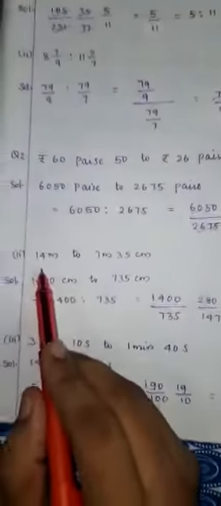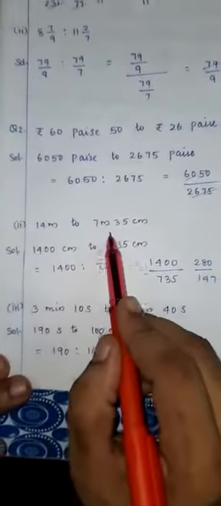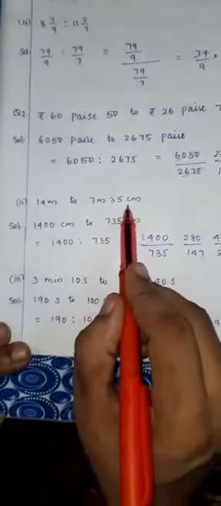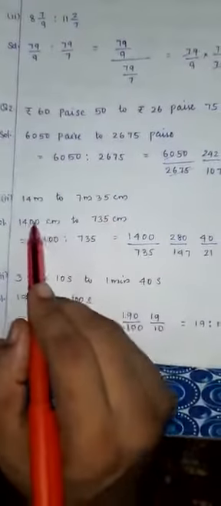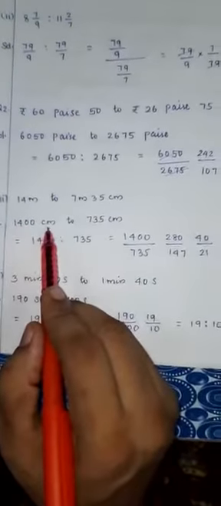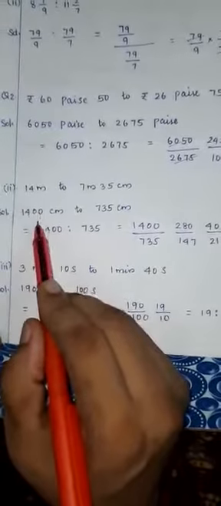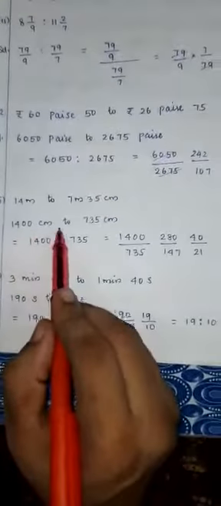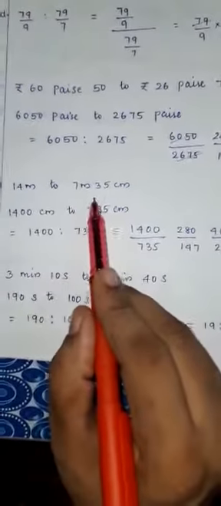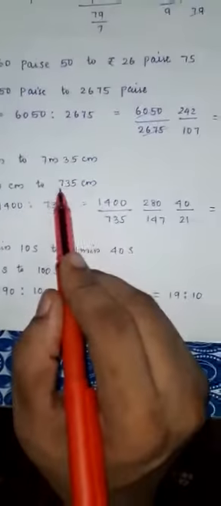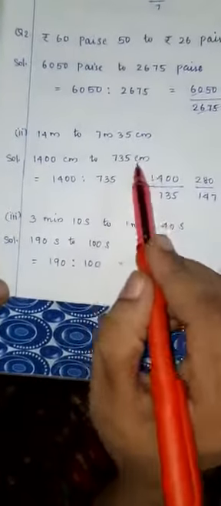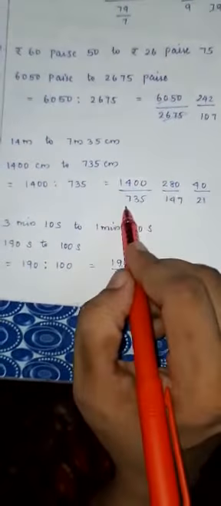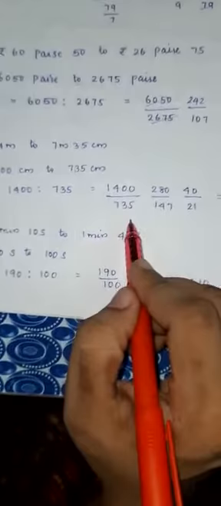Next question. 14 meter to 7 meter 35 centimeter. Here meter and centimeter are given. So convert both into centimeter. You know 1 meter is equal to 100 centimeter. Therefore 14 meter is equal to 14 into 100, that is 1400 centimeter. 7 meter is 700 centimeter and 35, so 735 centimeter. So you can write 1400 divided by 735.